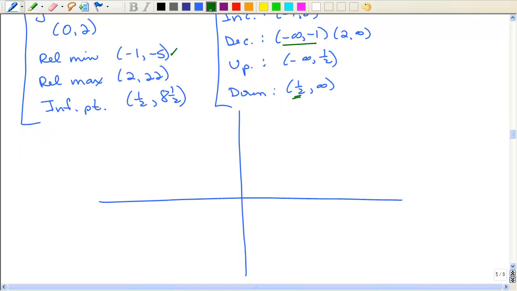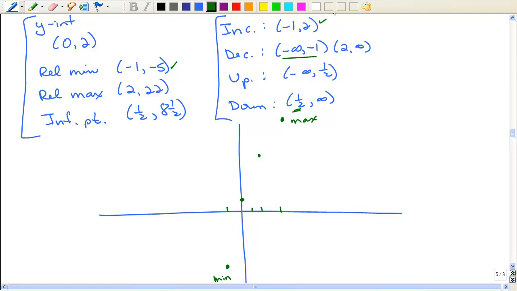All right, so let's take this information that we've obtained. We have a y-intercept at (0, 2). We have a relative minimum at (-1, -5), so that's a min. And then we have a relative maximum way up here at 22. We have an inflection point about midway between. All right, let's see, what about that increasing and decreasing? It's increasing from -1 to 2. So from -1 to +2, it's going up. So from here to here, it's going up, we can tell that.